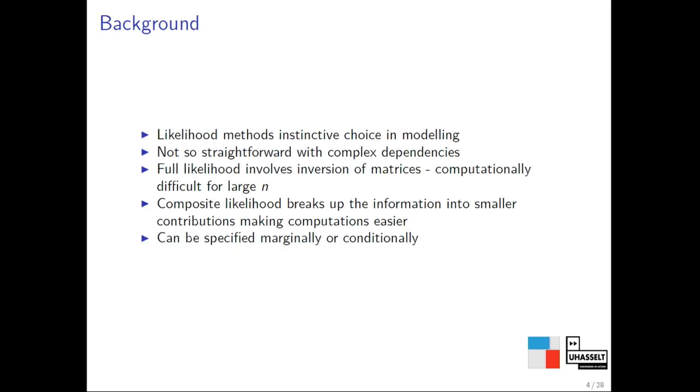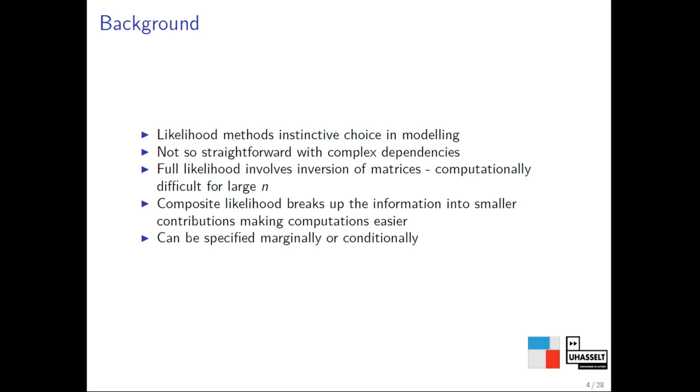So likelihood methods are an instinctive choice when you're doing statistical modeling, but when you have complex dependencies like spatial data, then it's not always so straightforward because in most cases, sampling regions that are closer to each other tend to be more similar than regions that are further away.